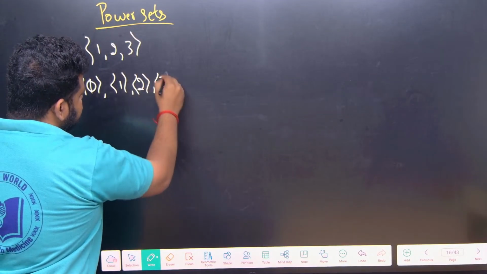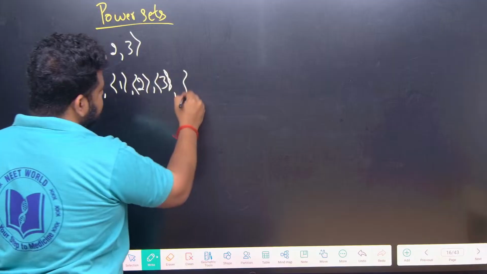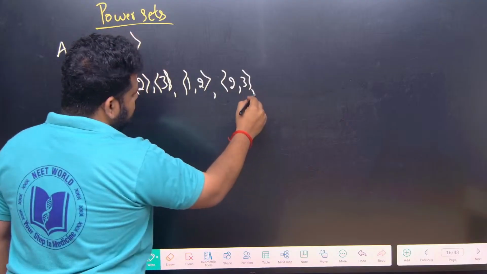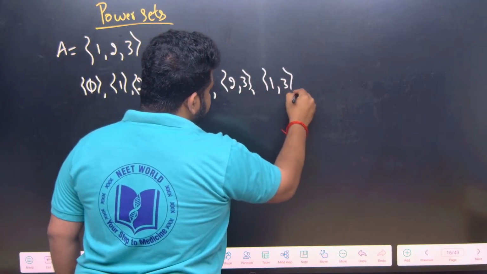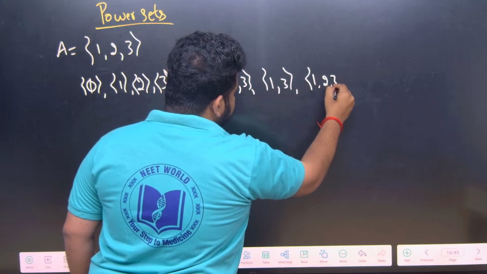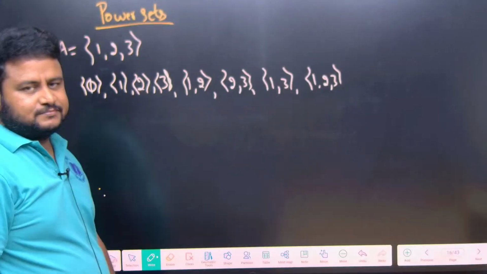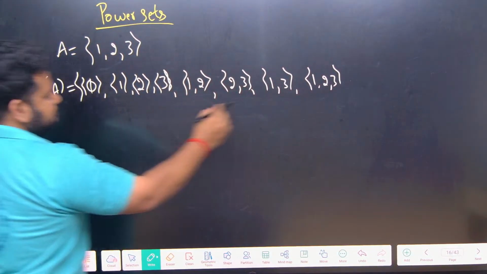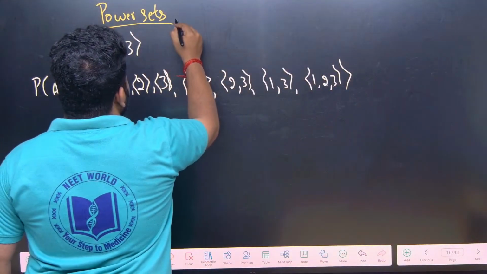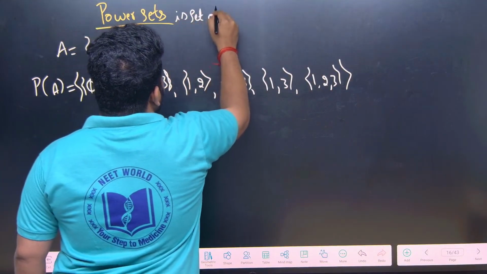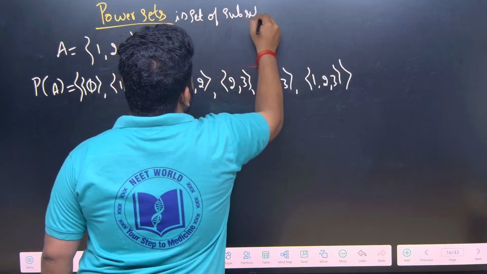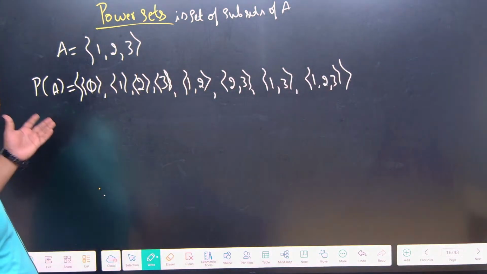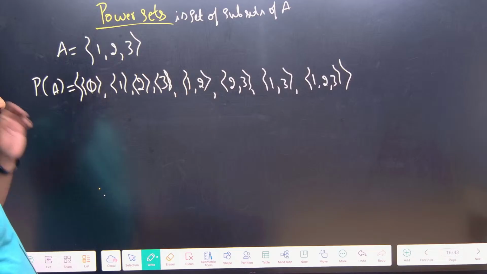3 is one subset. Then 1, 2 is one subset, 2, 3 is one subset, 1, 3 is one subset, and 1, 2, 3 is one subset. If I write all these subsets together as a set, that is the power set of A. The set of subsets of A is called the power set. The set of subsets of A, we call it the power set.